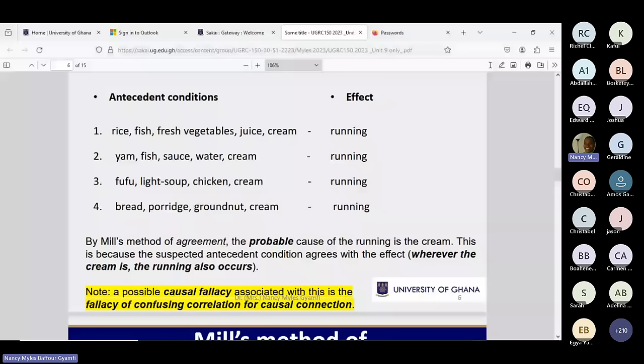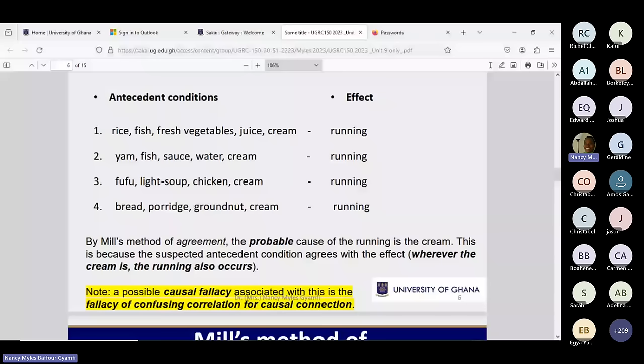We have good reason to say that there has to be something about the toffee that is causing the running. It might be the wrapper that was used to wrap the toffee. It might be that the container they put the toffee inside had some worms in it. It might be a thousand and one reasons, but something about the cream in our example on the screen is generating the effect of running. And that is probable, it is a probability matter. See that it is not a certainty. That's why the reasoning is inductive.